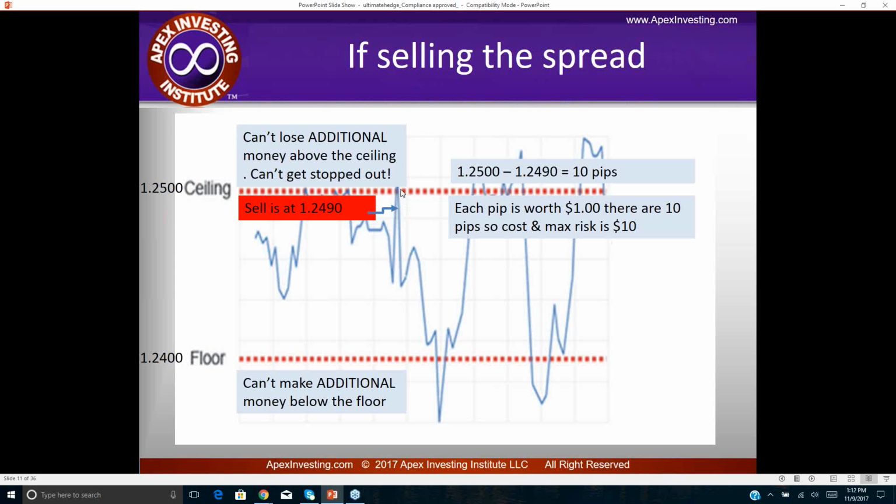Okay, the ceiling caps my risk. Also, if the market flies way up here and goes past my ceiling, it does not close out my trade. My trade will only close out if I manually close it early, or if the spread expires.